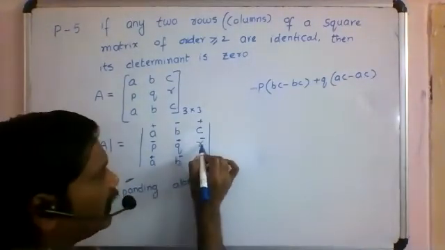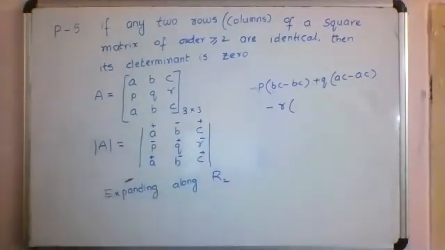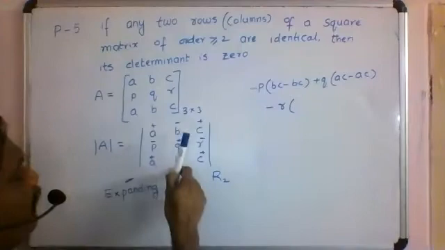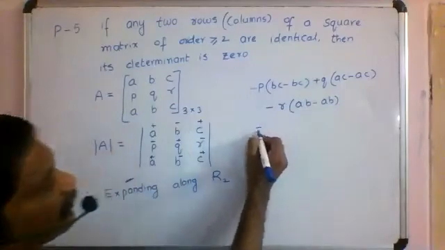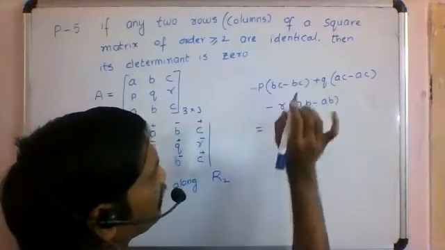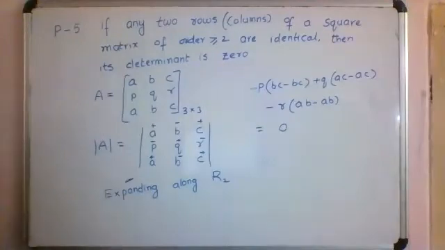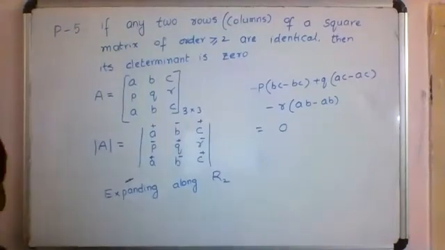And for the last one, you should again keep a minus sign: minus R into, you remove the row containing R and the column containing R. We are left with AB minus AB. So you can observe that ABC minus BC, AC minus AC, AB minus AB all become 0. So the total is 0. So this property has also been shown to be true now. If any two rows or two columns are identical, its determinant value is 0. I hope you all understood.